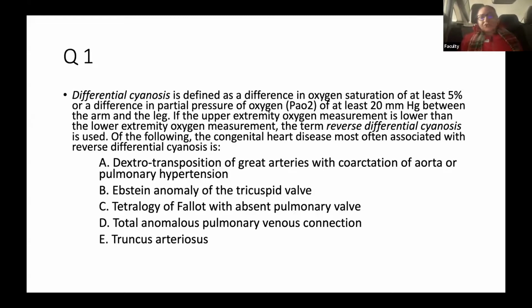Is it dextrotransposition of great arteries with coarctation of aorta or pulmonary hypertension, or Ebstein anomaly of the tricuspid valve, or tetralogy of Fallot with absent pulmonary valve, or total anomalous pulmonary venous connection, or truncus arteriosus? A, dextrotransposition of great arteries with coarctation of aorta or pulmonary hypertension.